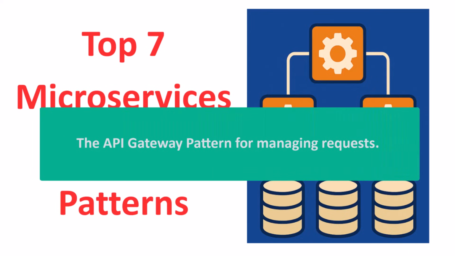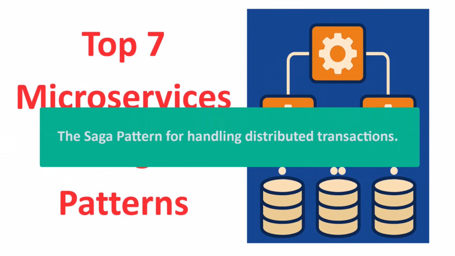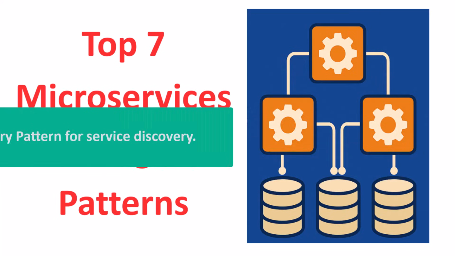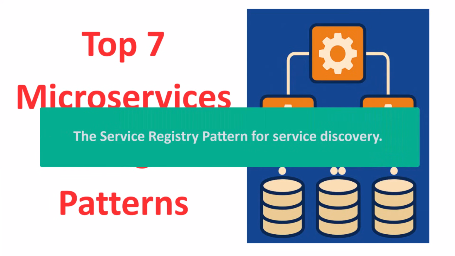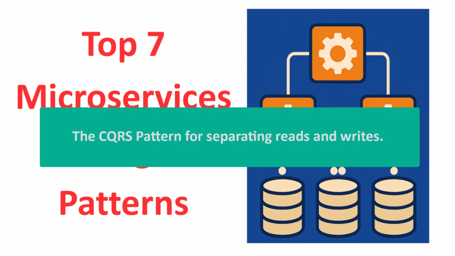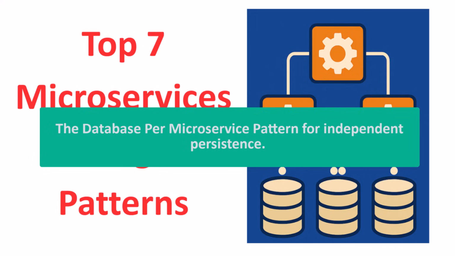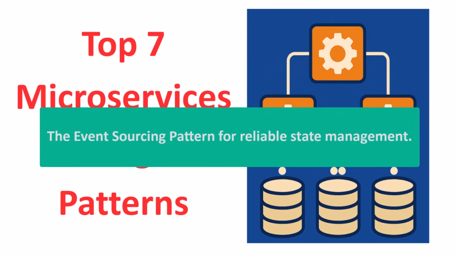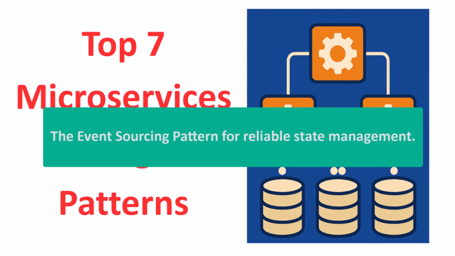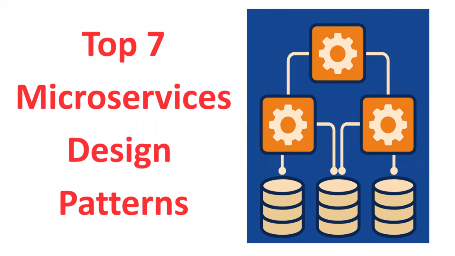The API Gateway Pattern for managing requests, the Saga Pattern for handling distributed transactions, the Service Registry Pattern for service discovery, the CQRS Pattern for separating reads and writes, the database per microservice pattern for independent persistence, the event sourcing pattern for reliable state management, and the Strangler Fig pattern for migrating legacy systems step by step. So let's dive right in.